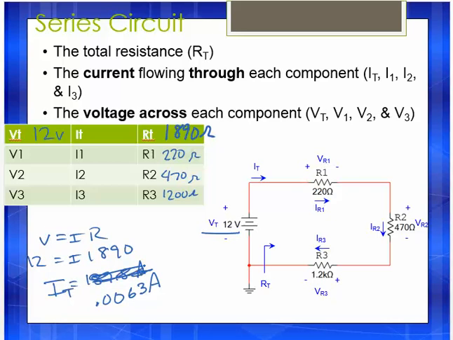I took 1890 divided by 12. I need to take 12 and divide it by 1890. So my total current is 0.0063 amps. That's IT. And that's simply by just using the steps we know.